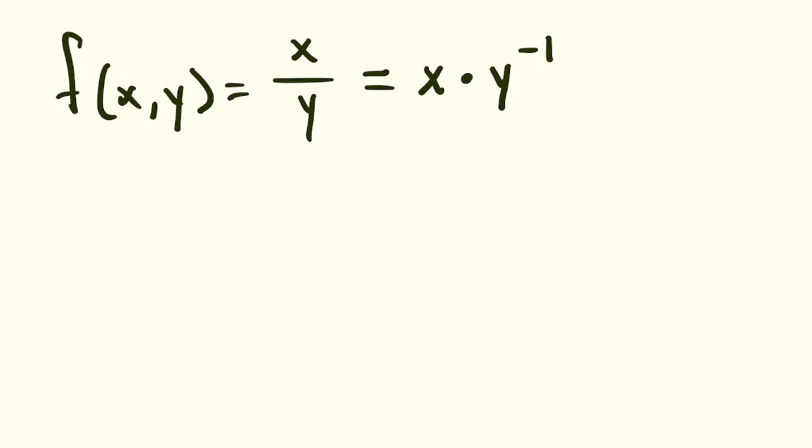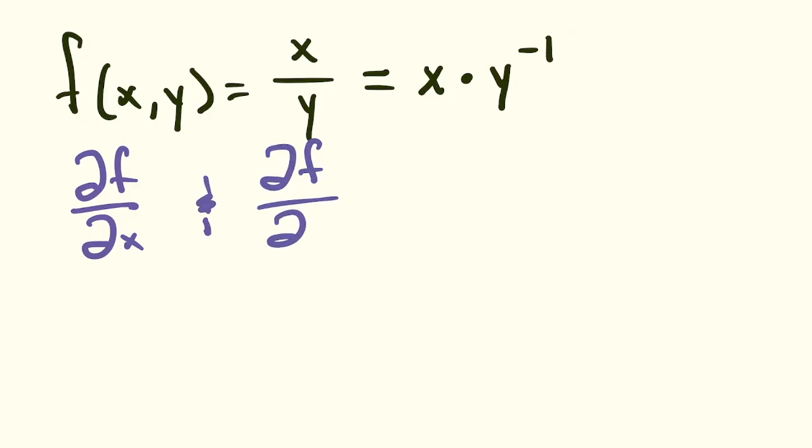So remember, any value in the denominator can be brought up to the numerator and just put a -1 up top. So we are looking for our partial derivative with respect to x, and we are looking for a partial derivative with respect to y. So those are the two things that we want to work with.